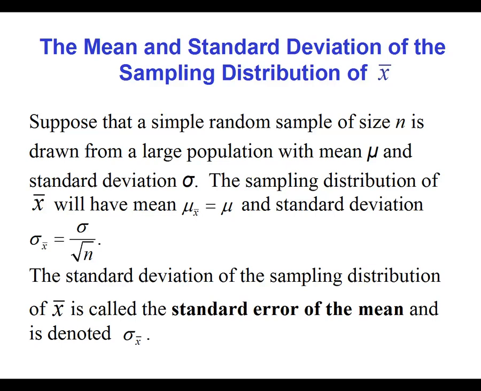So it's no surprise that the mean of x bar, and this is the notation for it, mu of x bar, is going to equal the actual population mean mu. Less intuitive is the standard deviation. Sigma x bar, so the standard deviation of the sampling distribution of x bar, is going to be the population standard deviation divided by the square root of n. This is often called the standard error of the mean.